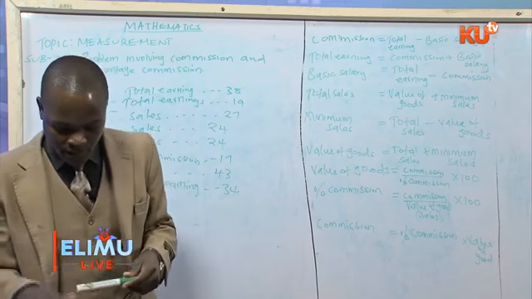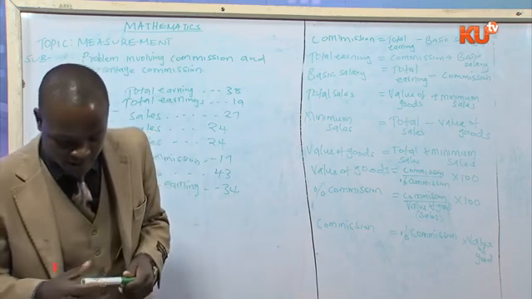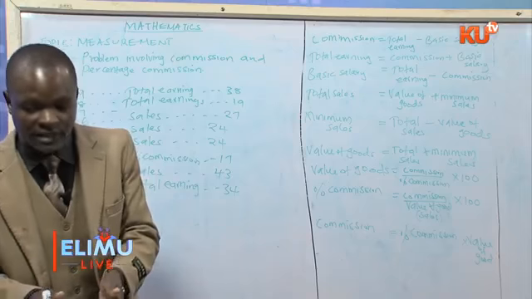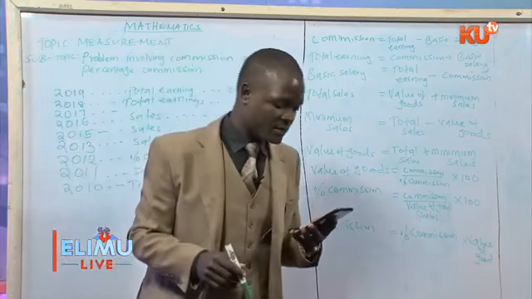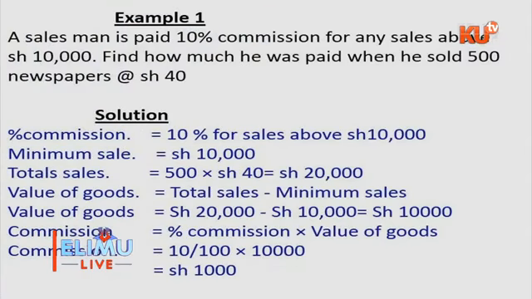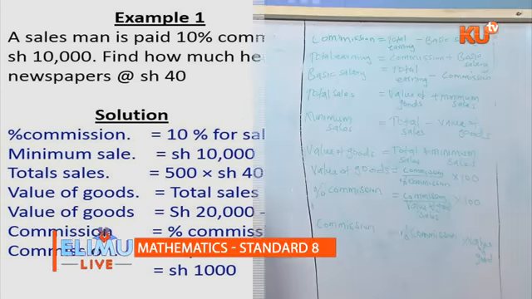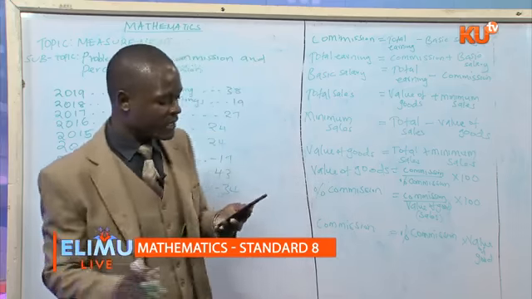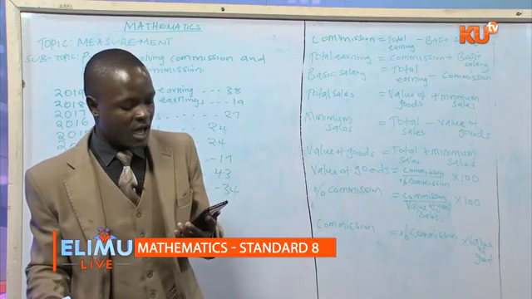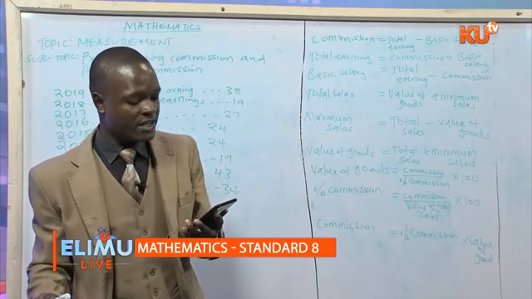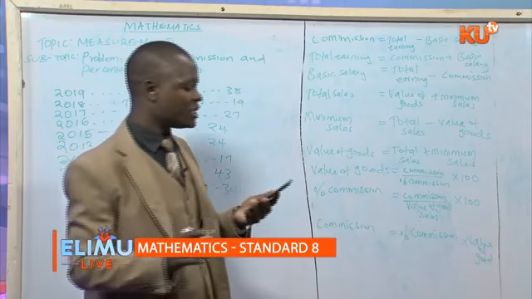So example 1, that is in slide 5. I'll read the question. A salesman is paid 10% commission for any sales above 10,000 shillings. Find how much he was paid when he sold 500 newspapers at 40 shillings.